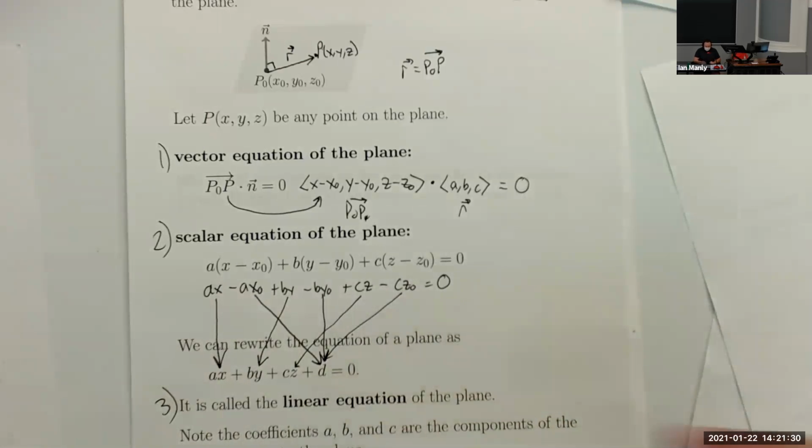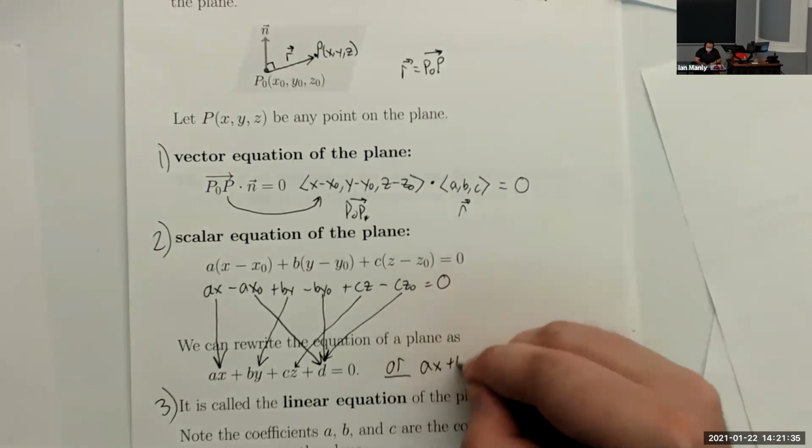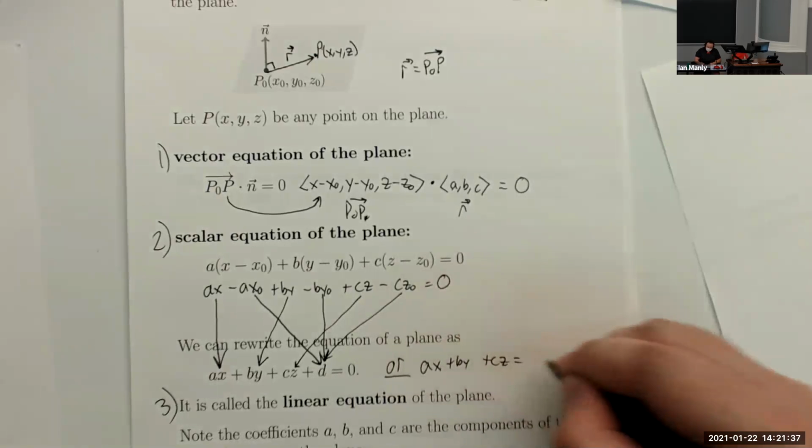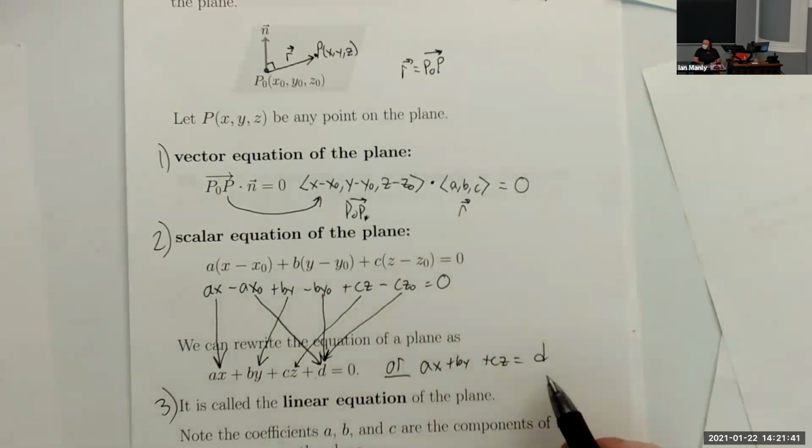It's not written here, but another way you may see this is AX plus BY plus CZ equals D. So you may combine them all together and then move them to the other side as well. This is another common form for the linear equation of the plane.